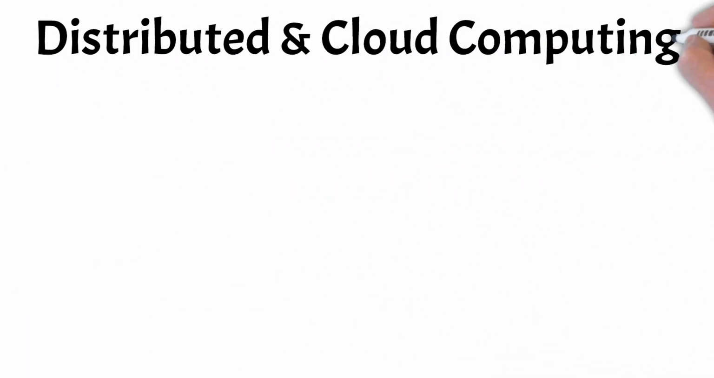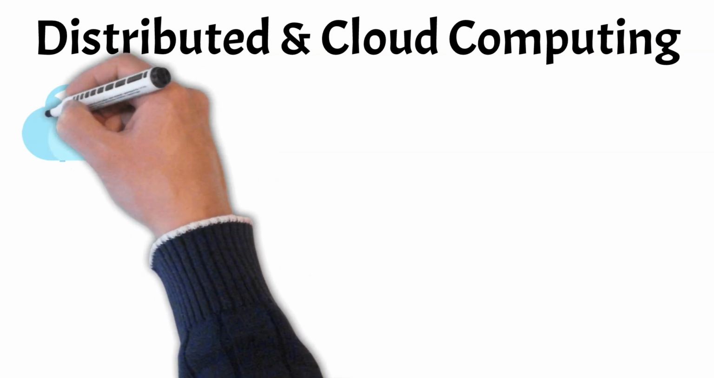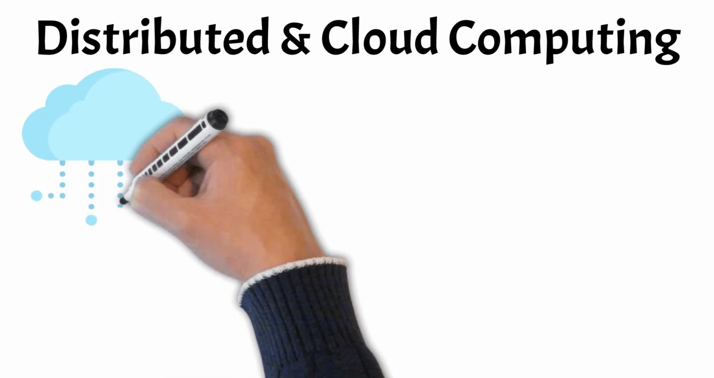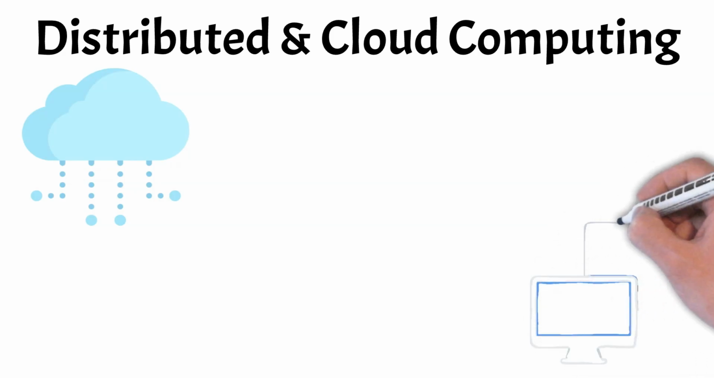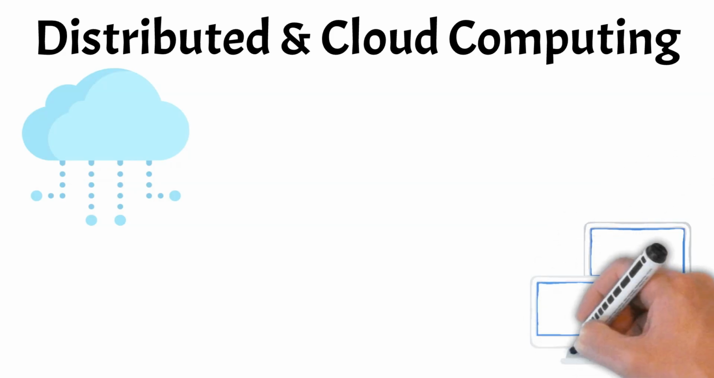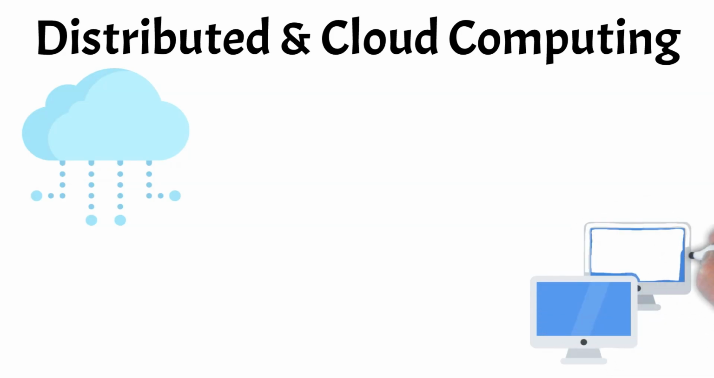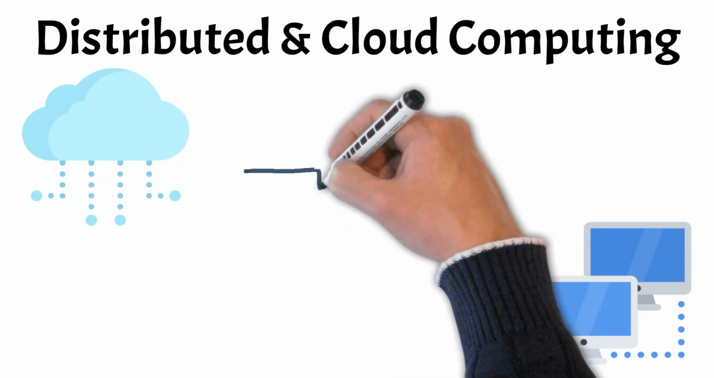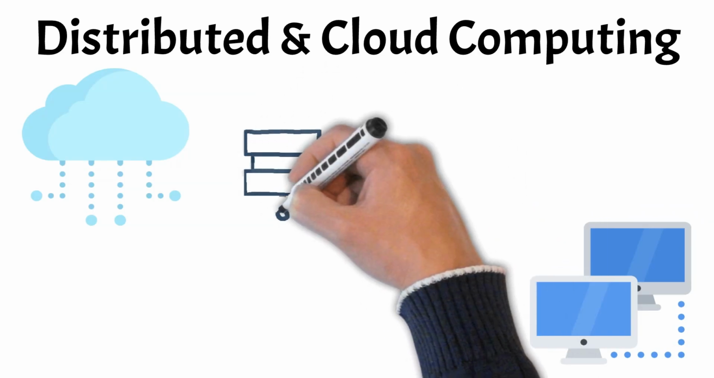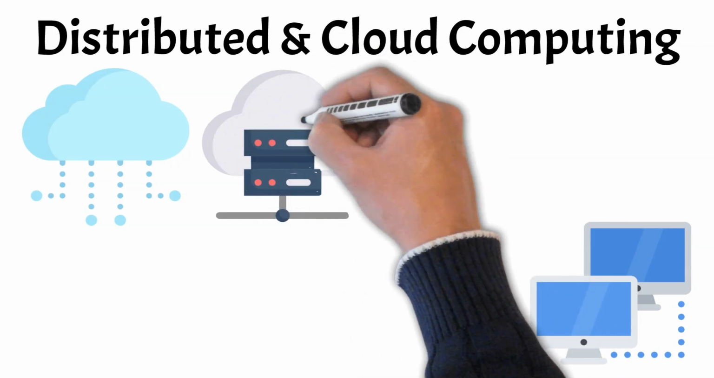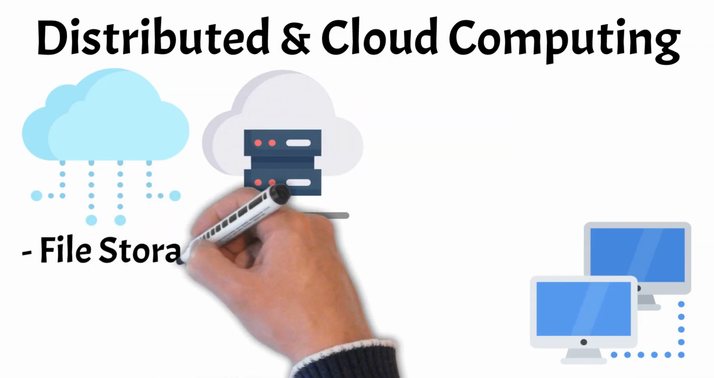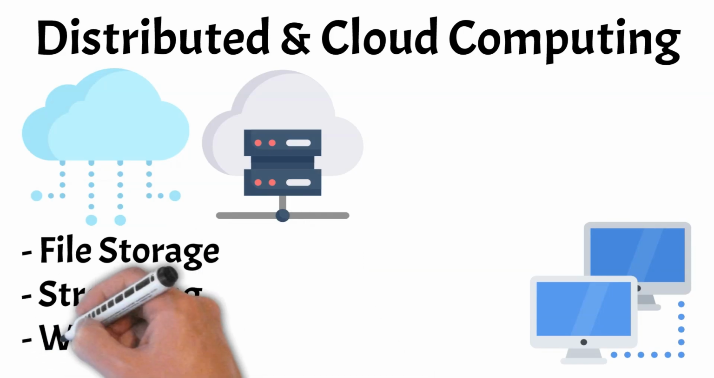Moving on, let's explore distributed and cloud computing, a field that focuses on how computers work together to process data and run applications efficiently. Distributed computing involves multiple computers collaborating to solve complex problems, often breaking tasks into smaller parts to be processed simultaneously. Cloud computing takes this concept further, providing on-demand access to computing resources over the internet, enabling services like file storage, streaming platforms, and web hosting.